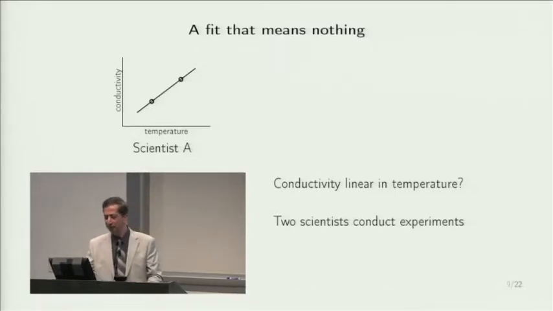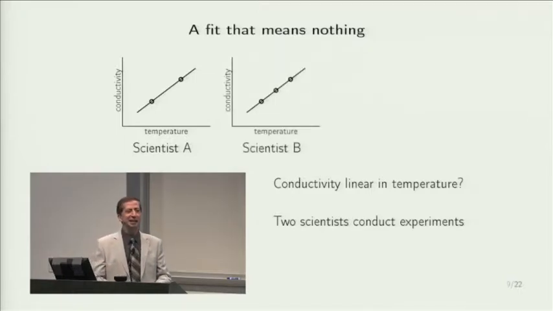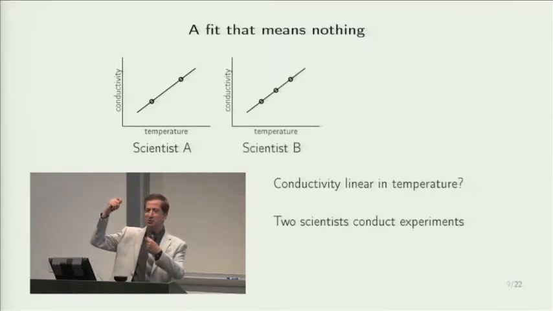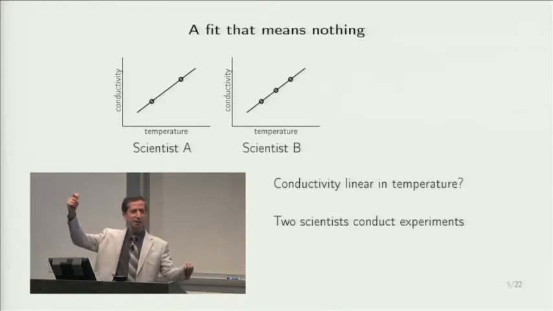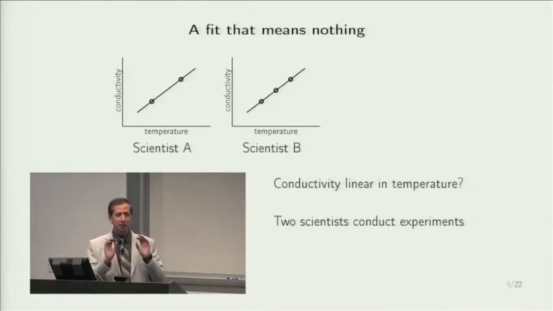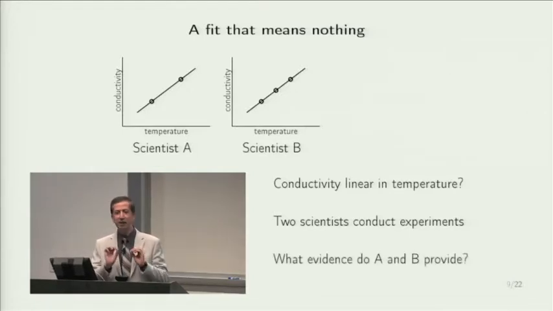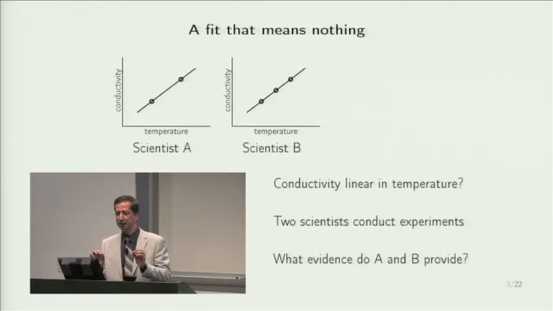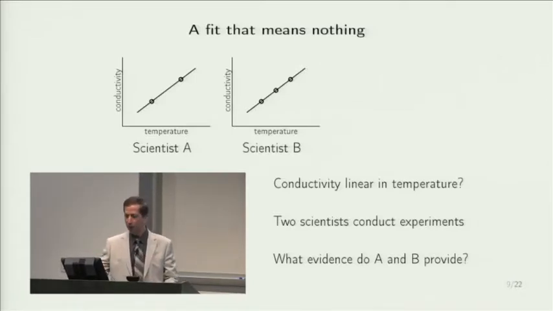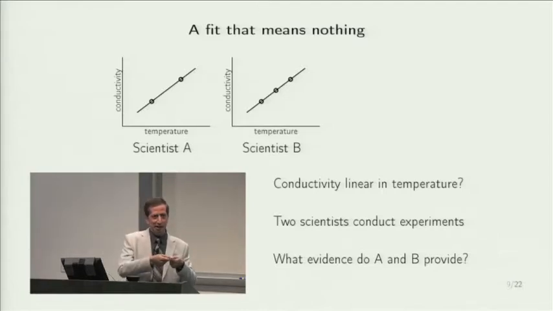Okay, the second guy had a supper appointment, so had more time to do it. So did it 3 times and then put the line. I have a very specific question: what evidence do they provide for the hypothesis that conductivity is indeed linear in the temperature? What is clear without thinking too much is that this guy provided more evidence than this guy. The interesting thing is to realize that this guy provided nil, none, nada. Why is that? Because obviously 2 points can always be connected by a line.